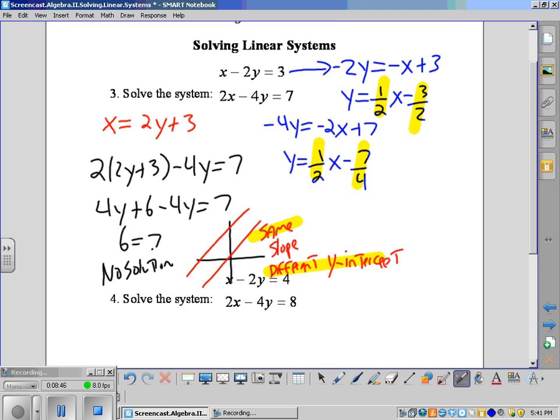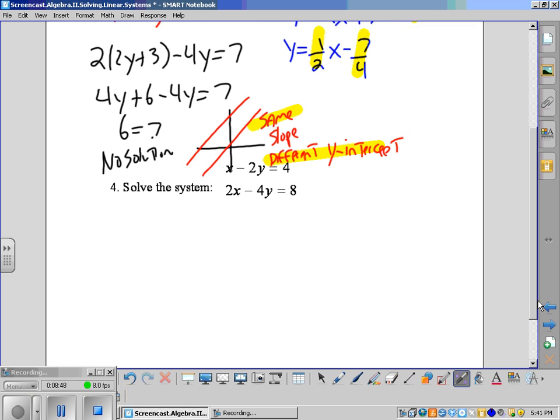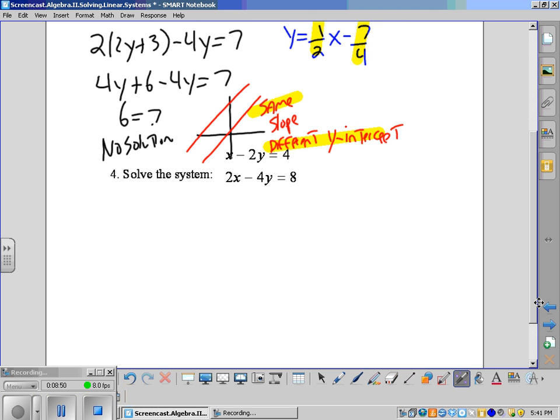Okay, let's do one more. So next one, solve the system. Let's do elimination. Can't erase that real quick, can't really see it. So let's multiply by negative 2.